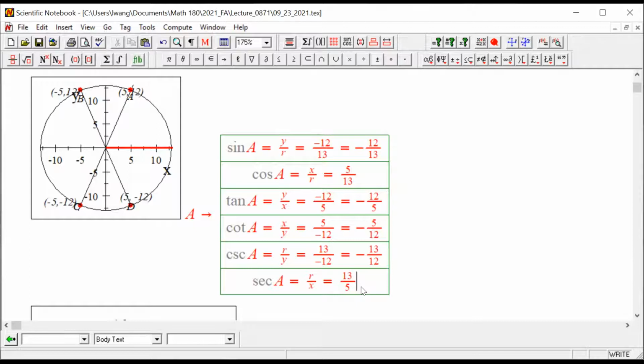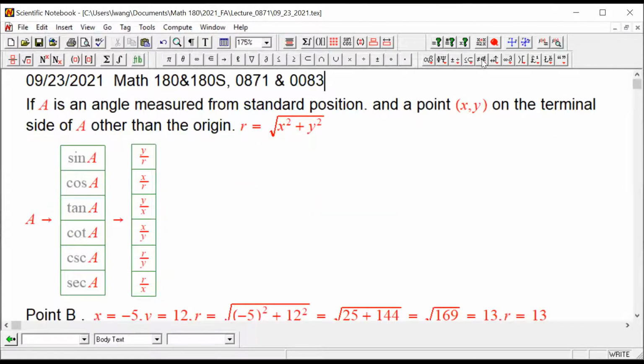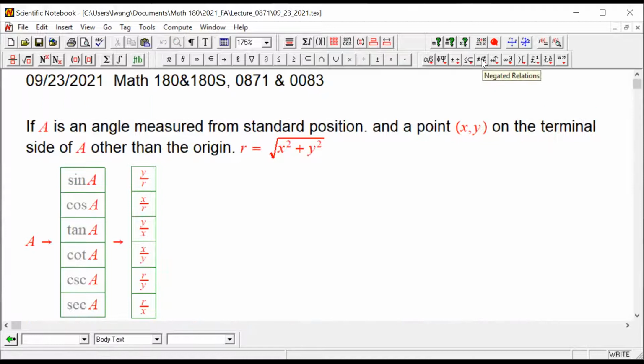So these are just examples. We have done A, B, C, D. Are we good? Why do I choose these 4 points? Each one is in its own individual quadrant. If you look closely, we will get a glimpse of the signs of the trig functions in each quadrant.